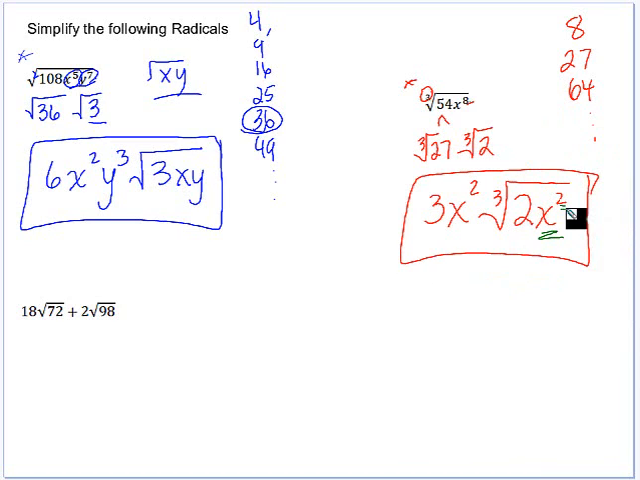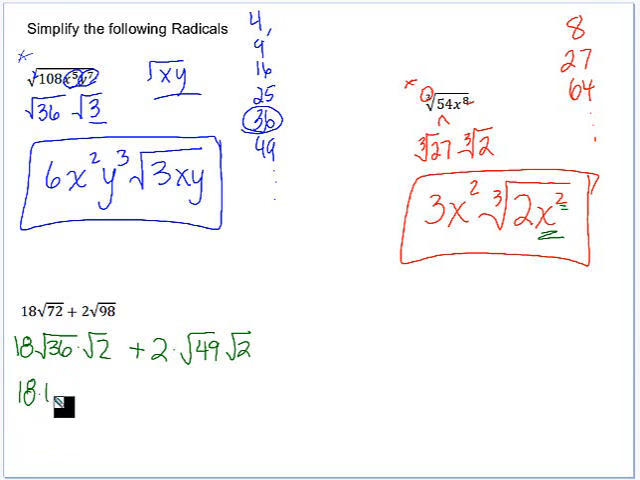Next one, 18 square root of 72 plus 2 times the square root of 98. Well, the square root of 72 has a perfect square of 36. So we'd have 18 times the square root of 36 times the square root of 2. And then 98 is the square root of 49 times 2. So we know square root of 36 is really 6. So this is now 18 times 6 times the square root of 2. Plus 2 times, we know the square root of 49 is really 7. So 2 times 7 times the square root of 2.